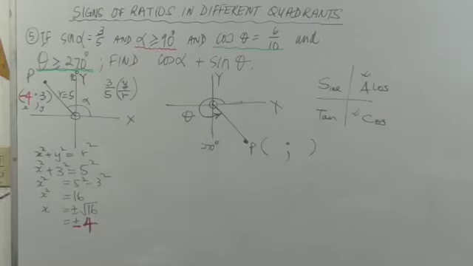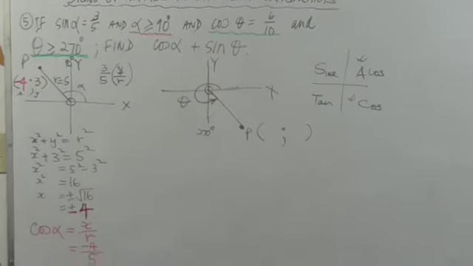Alright. Now, let's see. In the question, you want to find cos alpha. There's alpha here. So let's just find it. Cos is equal to x over r. And we just found x is negative 4 over r, which is 5. Negative 4 over 5. So we found cos alpha. Now let's move on to the next diagram.